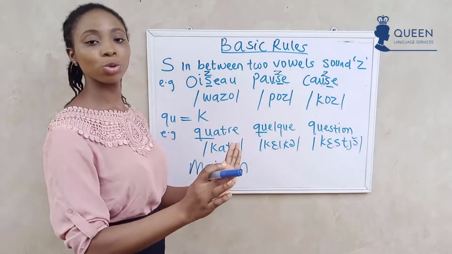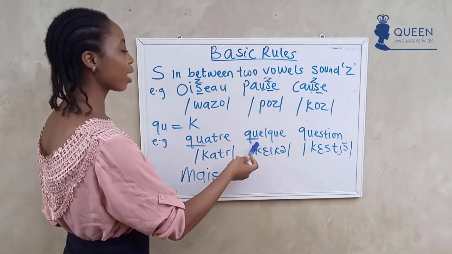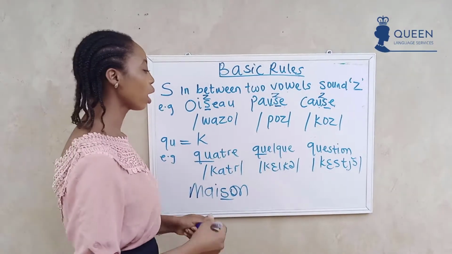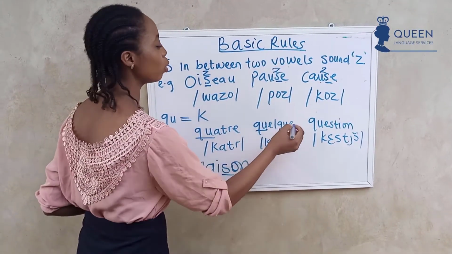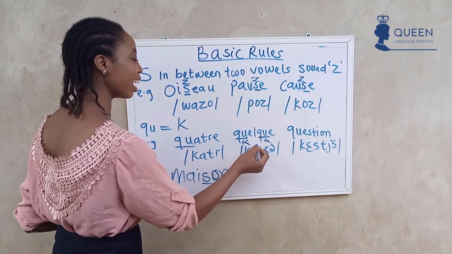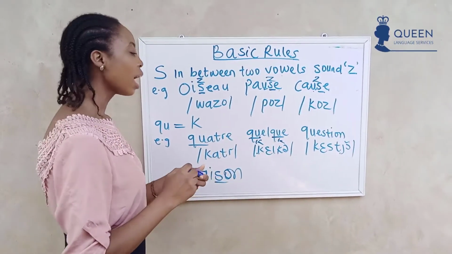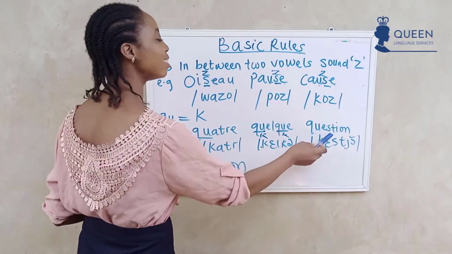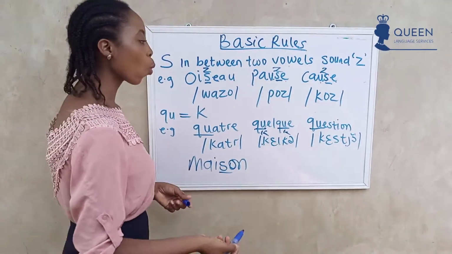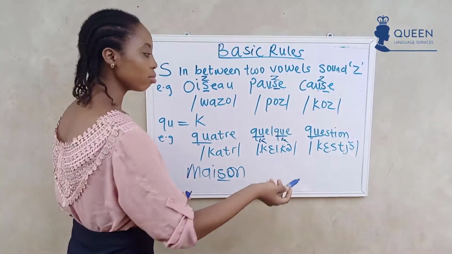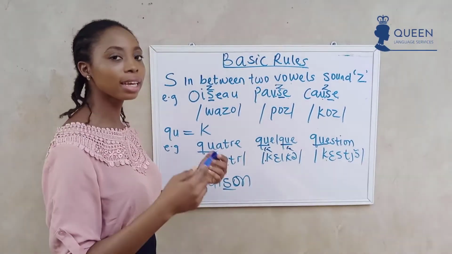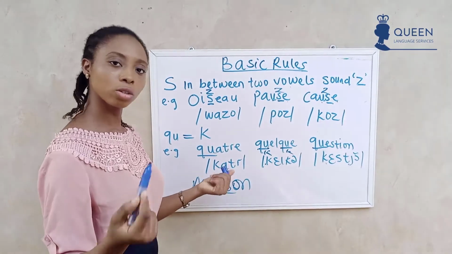It is a rule. So we have it in words like quelque. Why do we have it as quelque? Can we see the QU? That's why we have the K sound at both sides. So we have it that way. And we have it in words like question. Can we see? Question, with the K sound. It is because of this rule: QU gives the sound K in the French language. So let's continue.